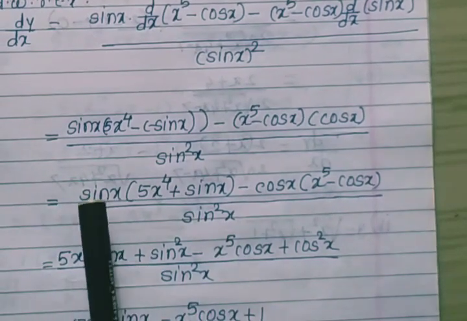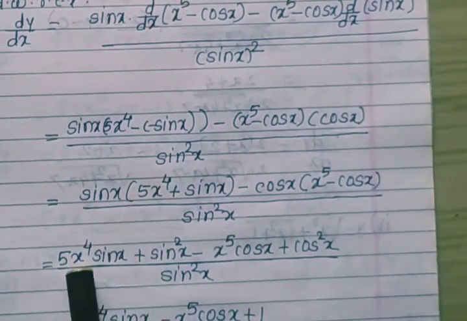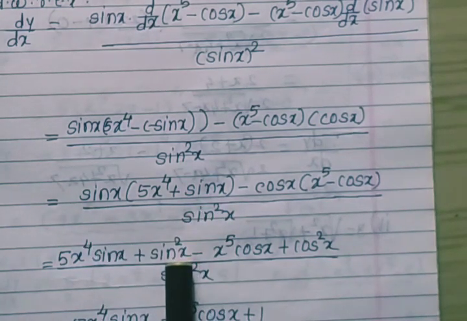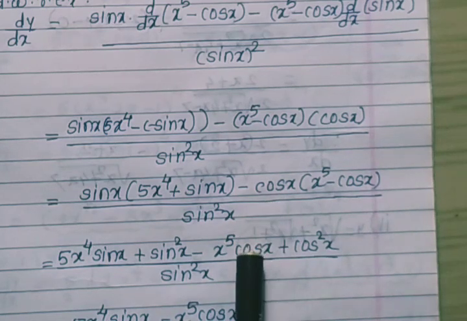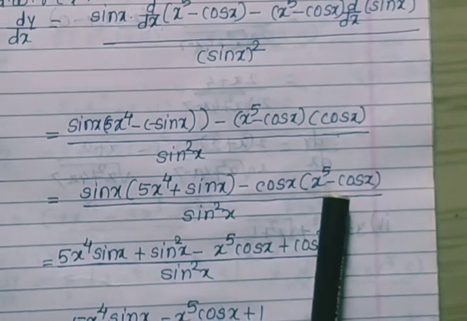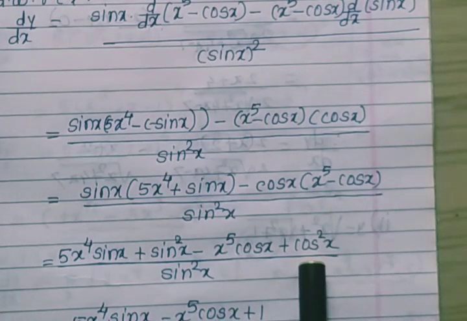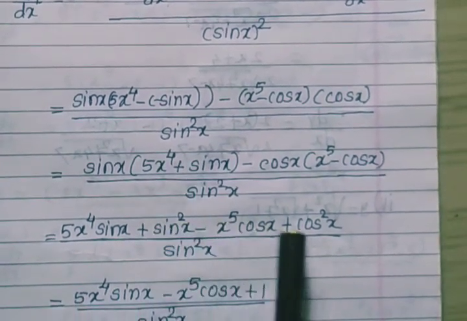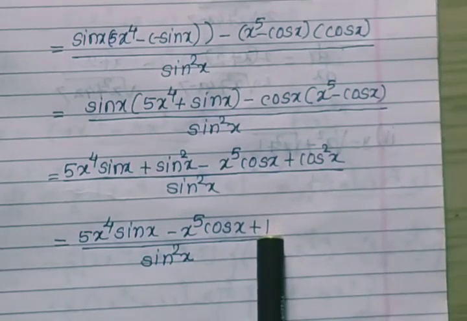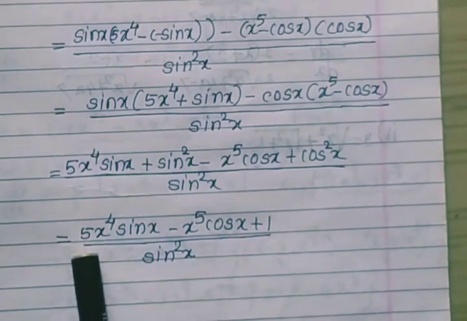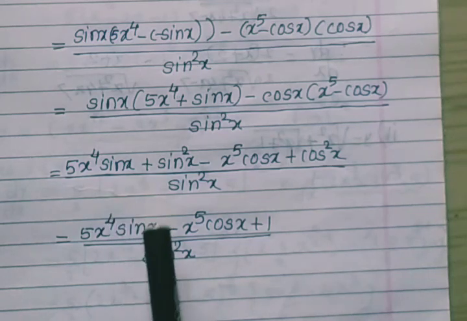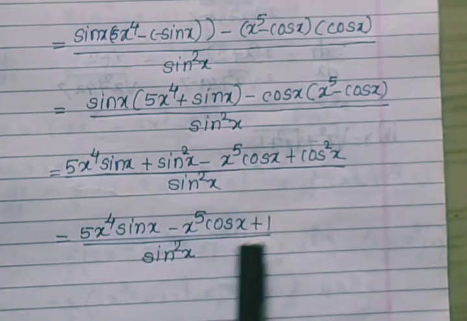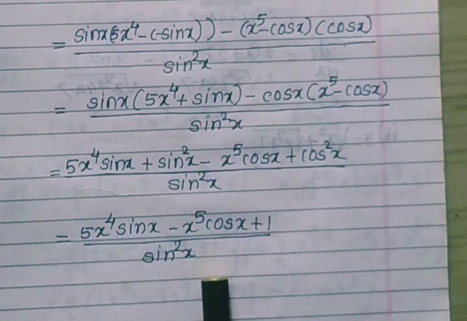Simplifying, multiplying by sin x, we get 5x raised to 4 plus sin x into sin x is sin square x, minus x raised to 5 into cos x, and minus into minus plus cos square x. We know that by the fundamental identity sin square x plus cos square x is equal to 1. Therefore, the final answer is 5 into x raised to 4 into sin x minus x raised to 5 into cos x plus 1 divided by sin square x.